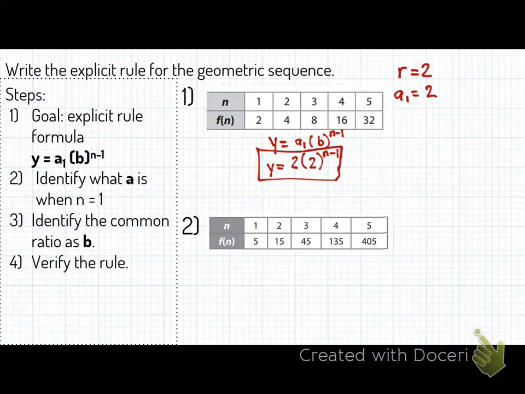2 to the 4th is? 16. Good. What's 16 times 2? 32. Isn't that what we have here? Now watch this. We can use it to predict, okay?